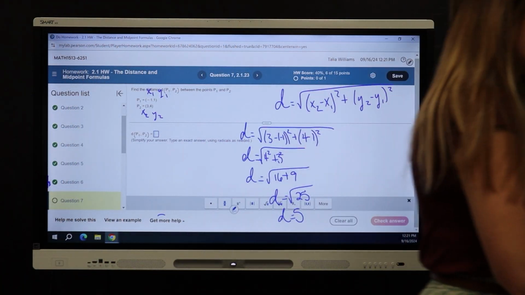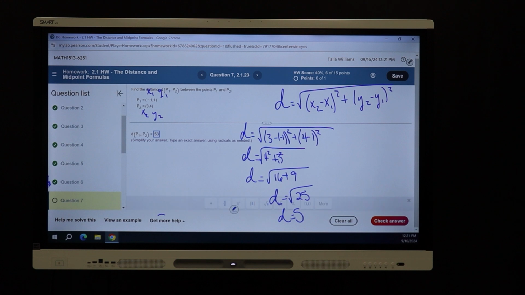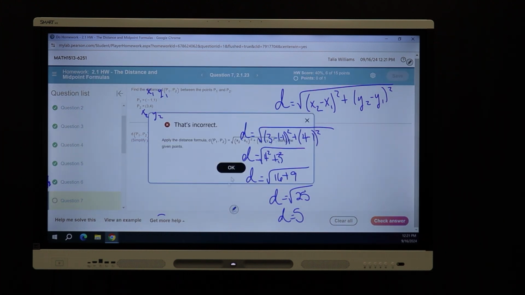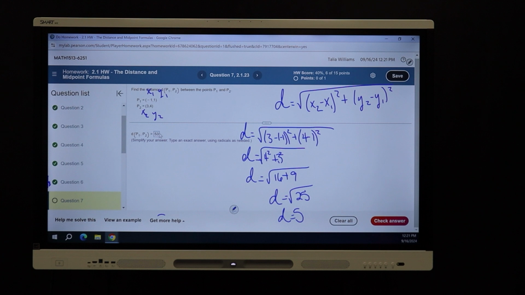Thought I could finish doing it over here. Don't like this board. I accidentally hit a 3 there.